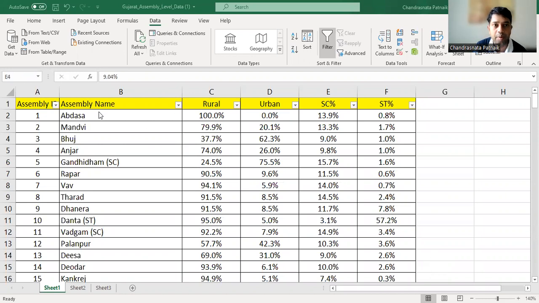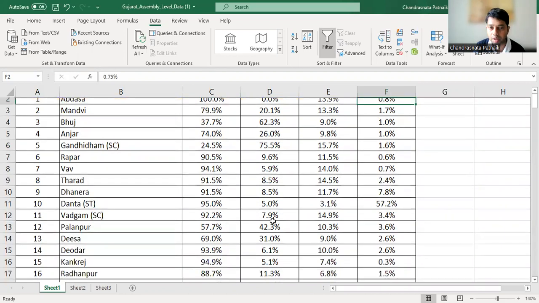So we prepared the data assembly constituency-wise: what is the rural population, what is the urban population, and at the same time we have also prepared the SC population and ST population. The SC and ST population we have prepared from the caste census data of 2011. Now first let's talk about the urban seats. So we have to put some filters.